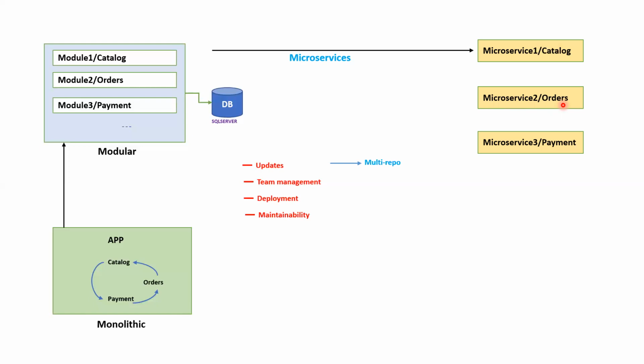So a microservice has its dedicated team, hence team management is also very easy. I can say it's a two-pizza team, and it was invented by Amazon that a team working on microservices should not be bigger than a team that could eat two pizzas. So that means a team of maybe 8 or 10 members should work on a microservice.